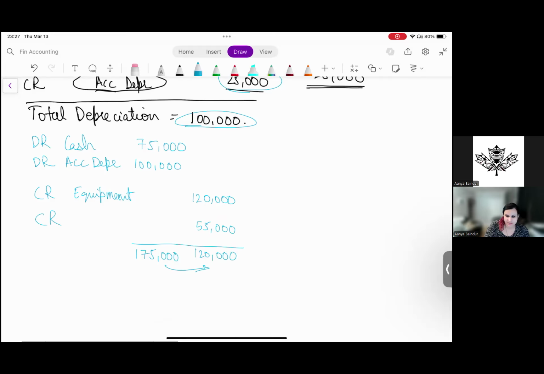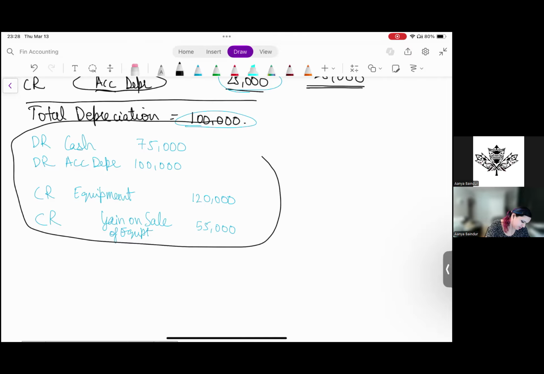Since it's a credit, you remember that losses are debited and gains are always credited. Gains are like sales. Anytime we make revenue, we always credit it. And anytime we have expenses, which are like losses, we debit them, right? So since there's a missing credit here, we automatically know that it's a gain on sale. And we can put in a gain on sale of equipment as the missing value. Now all of these are your journal entries associated with selling the equipment.